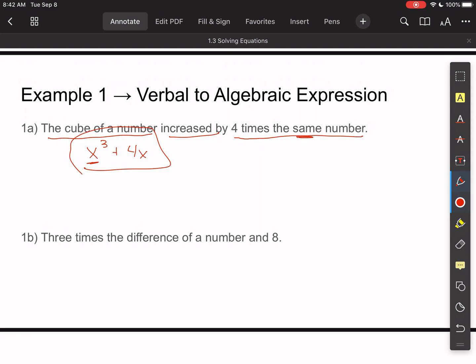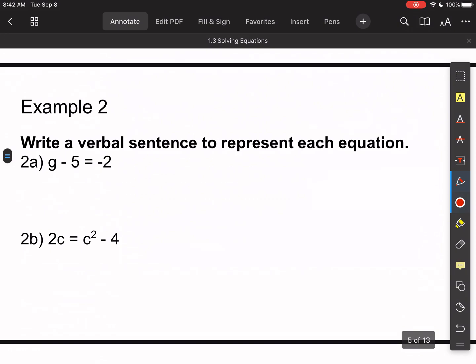For 1b, it says 3 times the difference of a number and 8. So the difference of a number and 8: when I think of difference, I always think of subtraction. Since we're multiplying here, I could probably use parentheses. So 3 times the difference of a number, call it x, and 8. Boom. 3 times (x minus 8). All right, so that's the first example. Second example, it says to write a verbal sentence to represent each equation.